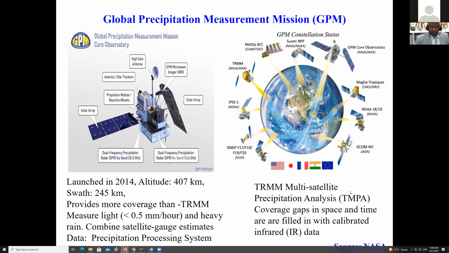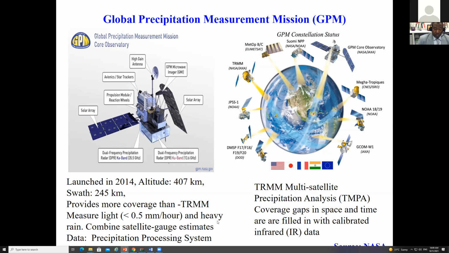Maybe before the end of the Tropical Rainfall Measuring Mission, they launched the Global Precipitation Measurement mission in 2014. This is more specification about the satellite and so on. The advantage of the GPM over the previous satellite is that it can measure even light rain. The previous one measured only heavy rain around the tropics.